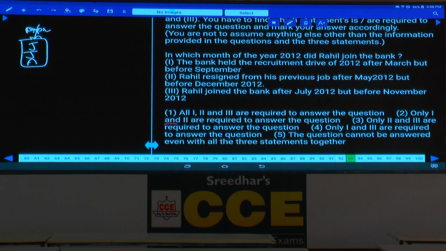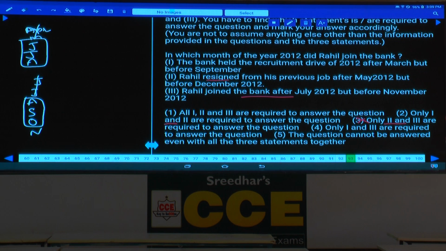As 1 and 2 is not sufficient, then we should check out for what? Then next one, 2 and 3. Yes, tell me, 2 and 3. Rahil resigned from his previous job after May, but before December. After May: June, July, August, September, October, November. Hence there are 6 different possibilities. And Rahil joined the bank after July, but before November. After July and before November, what are the different possibilities we have? Either August, September or October. Hence again 3 different months, and this is also not sufficient. 2 and 3 is also not sufficient, isn't it?